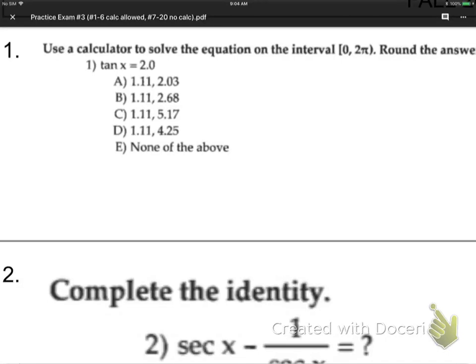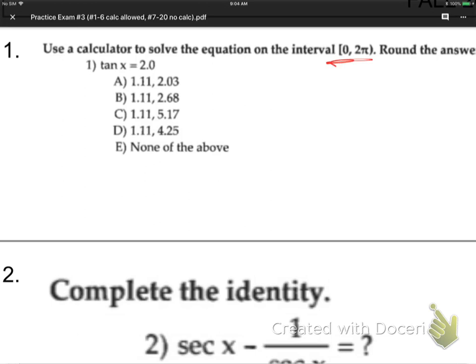Here we go. All right, so number one. Tangent of x is 2.0. Use your calculator. So the first 6 questions, use your calculator to find what x is, to find the answers in the interval 0 to 2 pi.